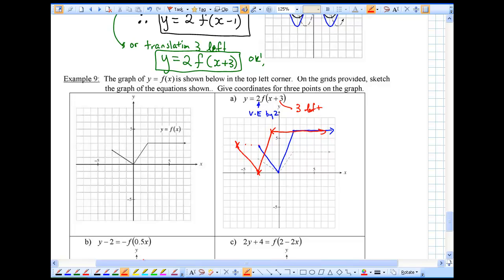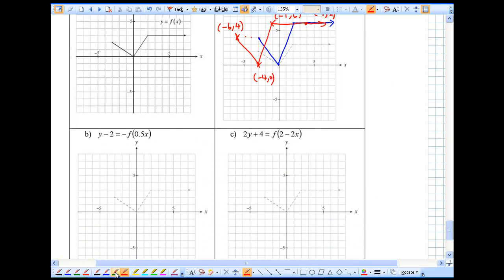Okay, give coordinates for 3 points. -6, 4, -4, 0, -1, 6, and I'll just pick a point over here somewhere. How about this one? 4, 6. Okay, try part B on your own. Some of you don't like that -2 there, so you'll write it like this. That's perfectly fine.